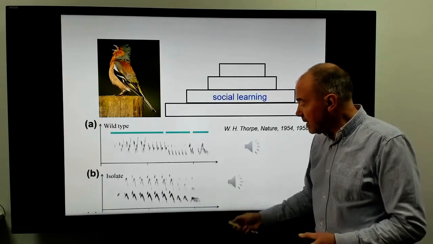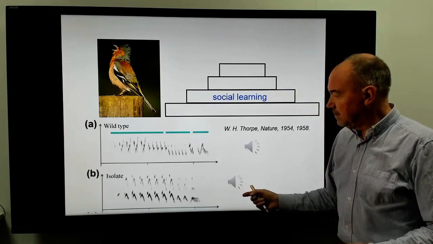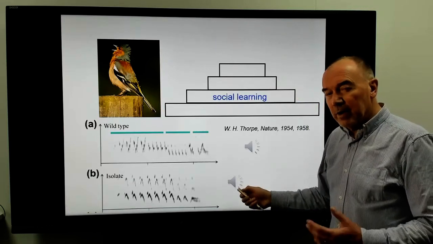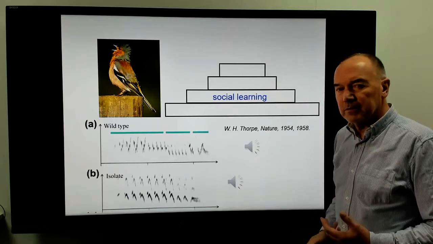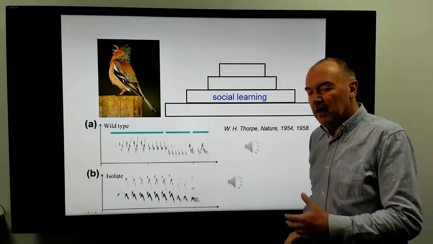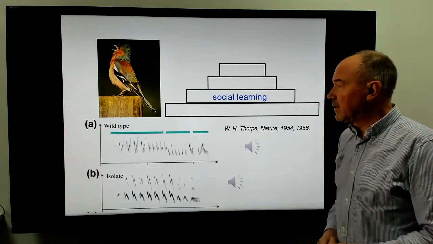So listen to that. And then compare that, if your ear's getting tuned to this, with the wild type, and that structure and the terminal flourish.